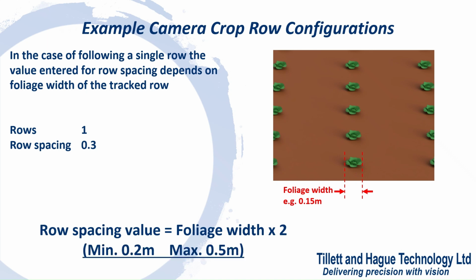But be aware, due to the sensitivity on guiding on a single row, the values entered into the configuration file should be no lower than 0.2 meters or higher than 0.5 meters. If you are able to view multiple crop rows for guidance, this will always yield better results compared to a single row.